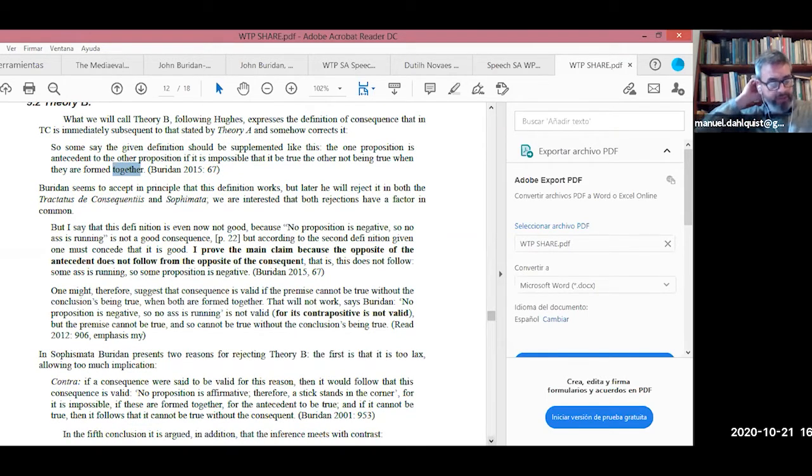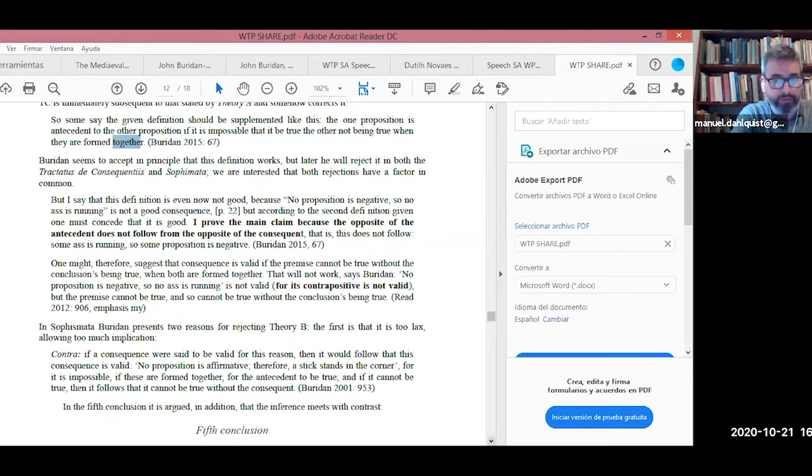Buridan seemed to accept in principle that this definition works, but later he will reject it in both the Tractatus de Consequentiis and Sophismata. We are interested that both rejections have a factor in common. In Tractatus de Consequentiis, Buridan says, I prove the main claim because the opposite of the antecedent does not follow from the opposite of the consequent. Thus, as you can see below, it has been the interpretation of Reed.